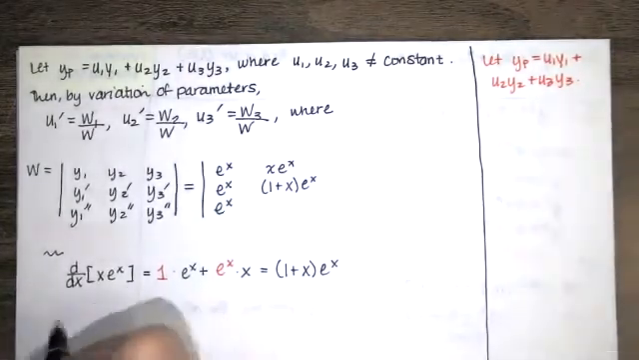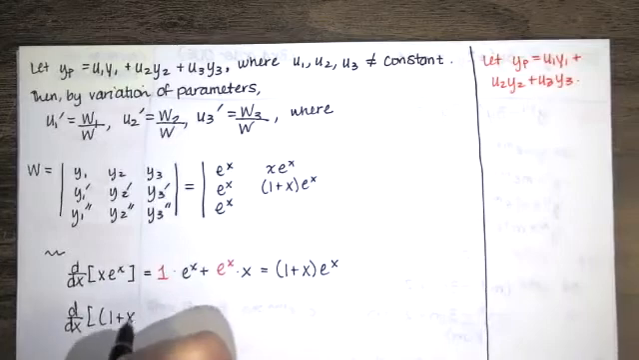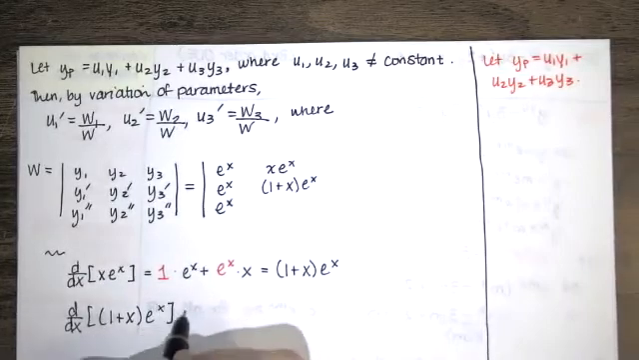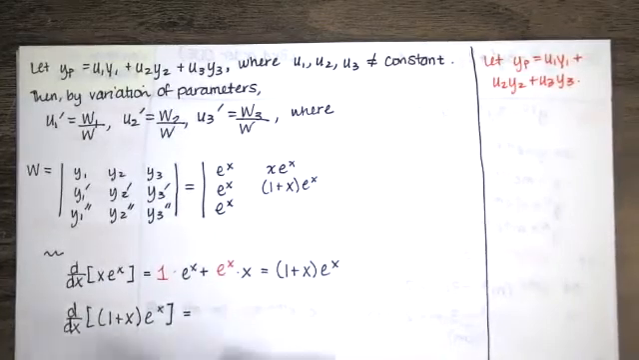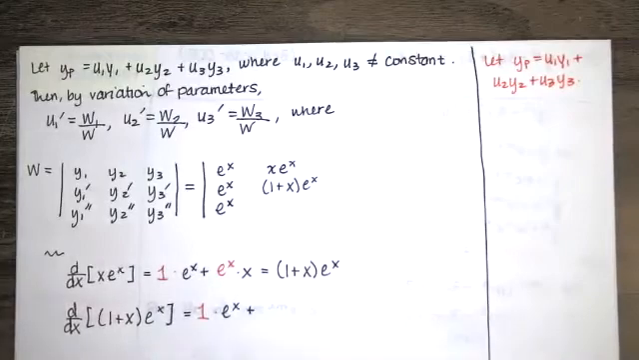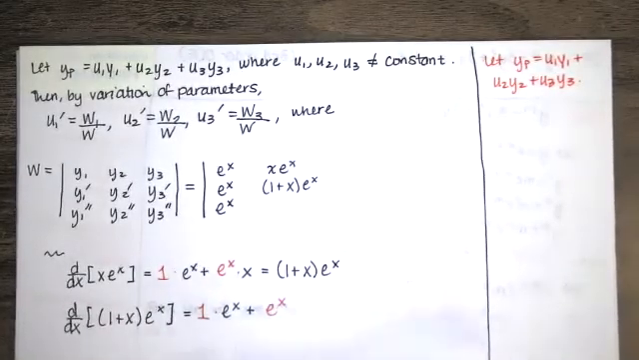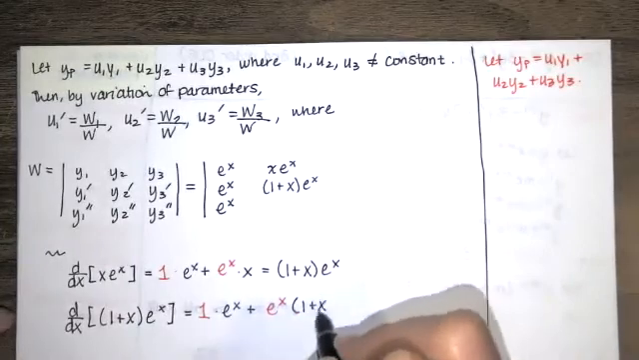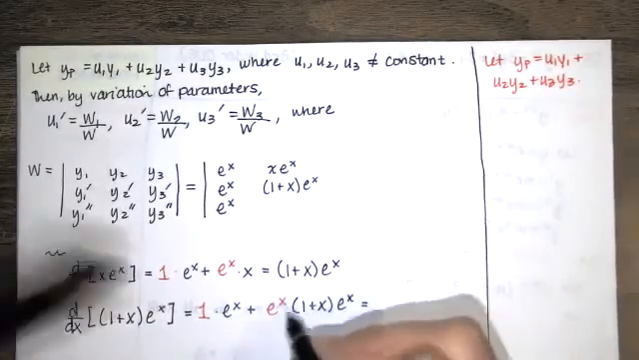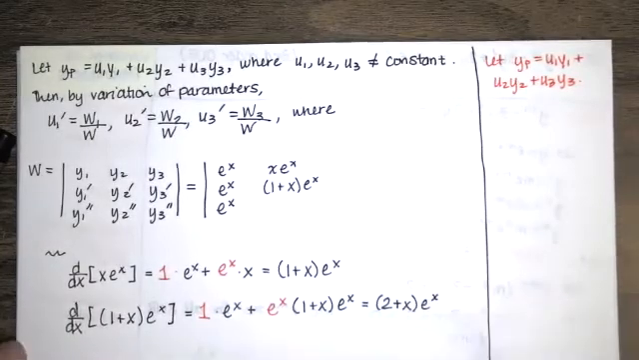And then if we want to take the second derivative of that, we can use the product rule again. We have the derivative of the first times the second plus derivative of the second times the first. We've got 1 plus x plus another 1 is 2 plus x times the exponential there.